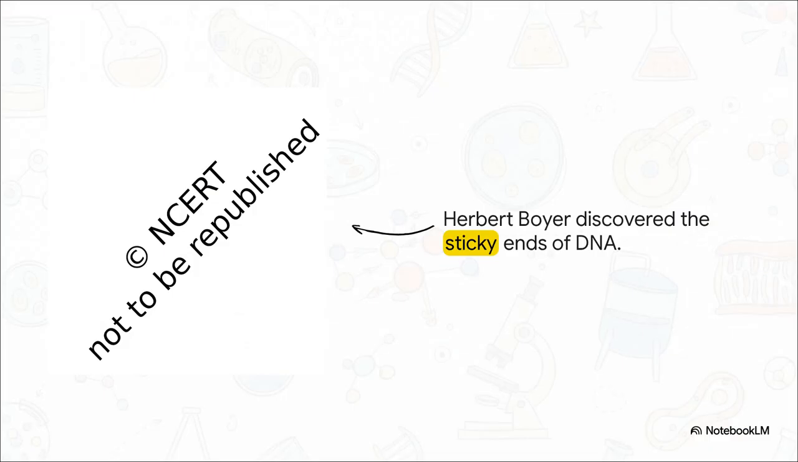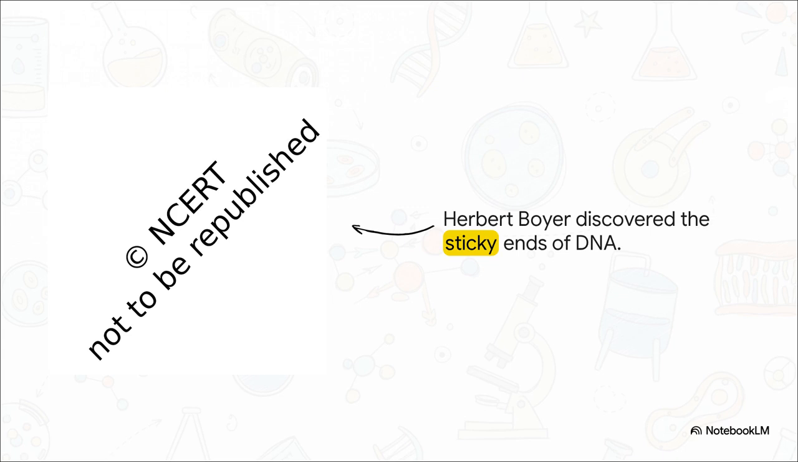Moving right along to Section 2, the birth of recombinant DNA. Every great scientific revolution has that one inciting incident, right? Well, for modern biotechnology, that spark happened in 1972 when a scientist named Herbert Boyer took a trip to Hawaii. By 1969, Boyer had been studying these specific enzymes in E. coli that could snip DNA strands, leaving what he famously called sticky ends.